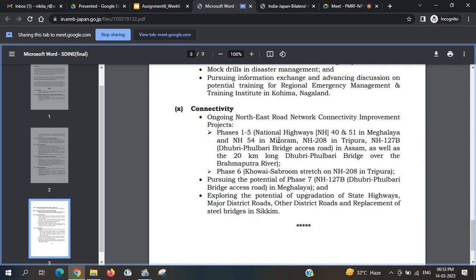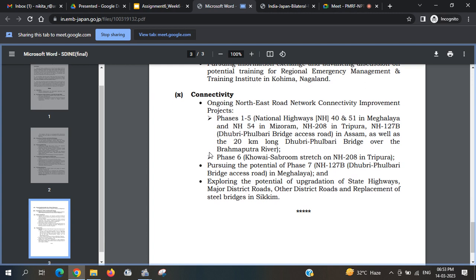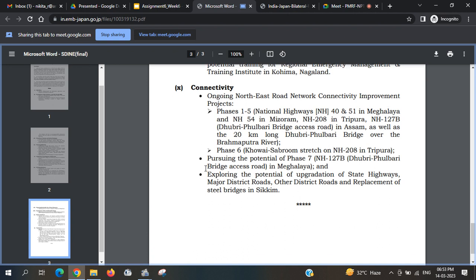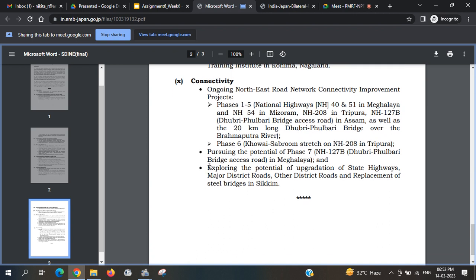Then for connectivity, there is ongoing Northeast Road Network Connectivity Improvement Project of national highways in Meghalaya and Mizoram. There is also Dhubri Fulwari Bridge Access Road, which is a part of this forum, and several other bridge and access road projects are a part of this, which you can see here.